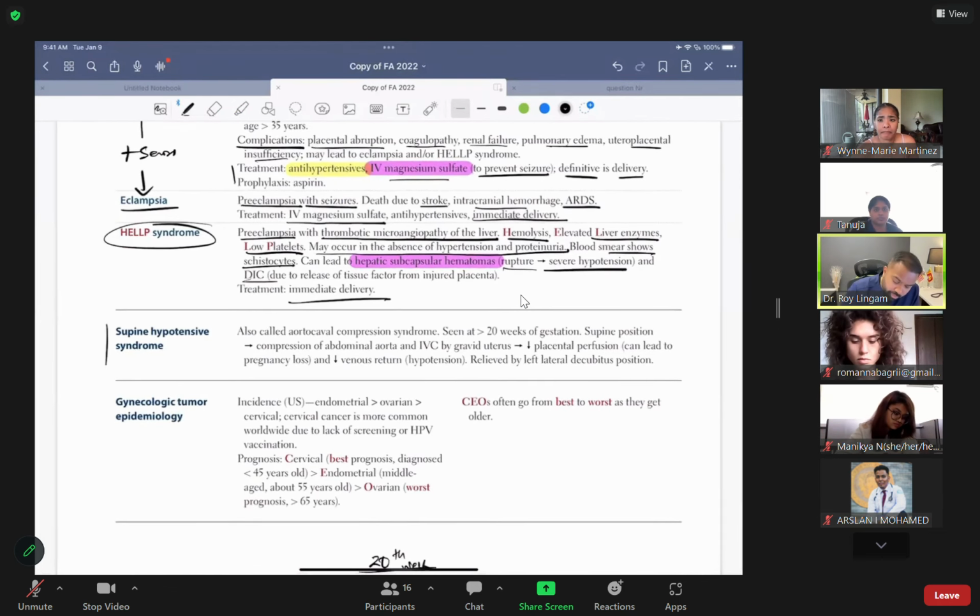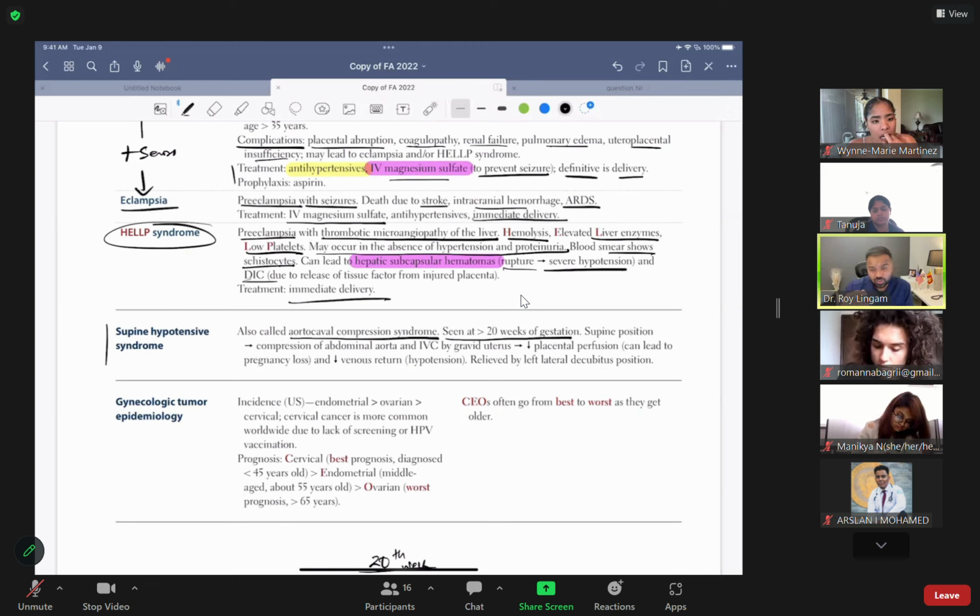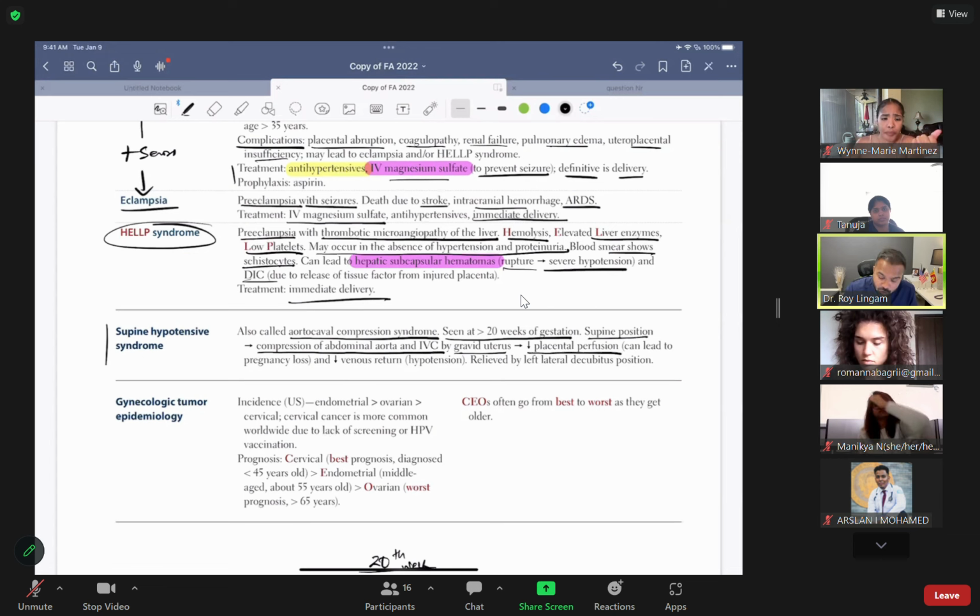Now, there's something called supine hypotensive syndrome. It's also called aortocaval compression syndrome, seen at more than the 20th week of gestation. If you see pregnant women, usually they don't sleep in a supine position. They always turn to the side, because if they sleep supine, it causes compression of the abdominal aorta and IVC, because when they lie down, the uterus is literally sitting on that. That will cause, by the gravid uterus, decreased placental perfusion and also decreased venous return to the heart. So they feel uneasy. That's why they always sleep on the right side or left side, folks.